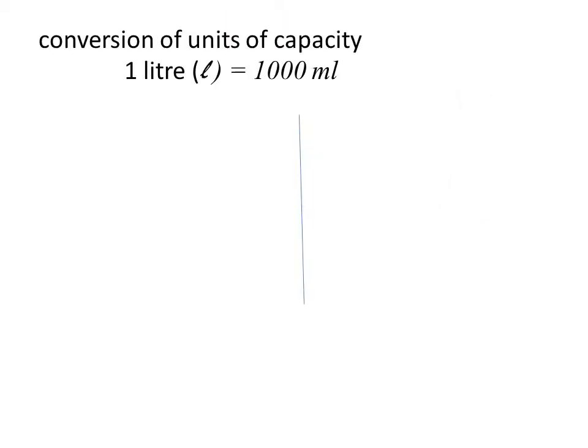Conversion of units of capacity, you know it very well. 1 liter is equal to 1000 milliliters.